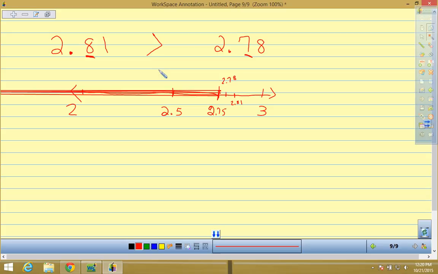Yes, sir? I'm okay with making a Pac-Man mouth in your notes, but when we actually do our assignment, I don't want you focusing on making Pac-Man mouths, okay? Because that's not what we're doing. Okay, let's stay focused.